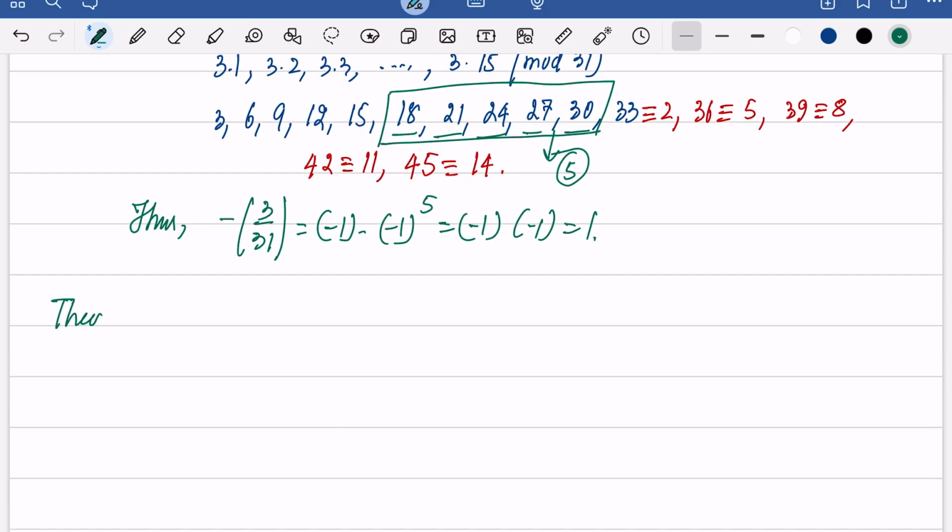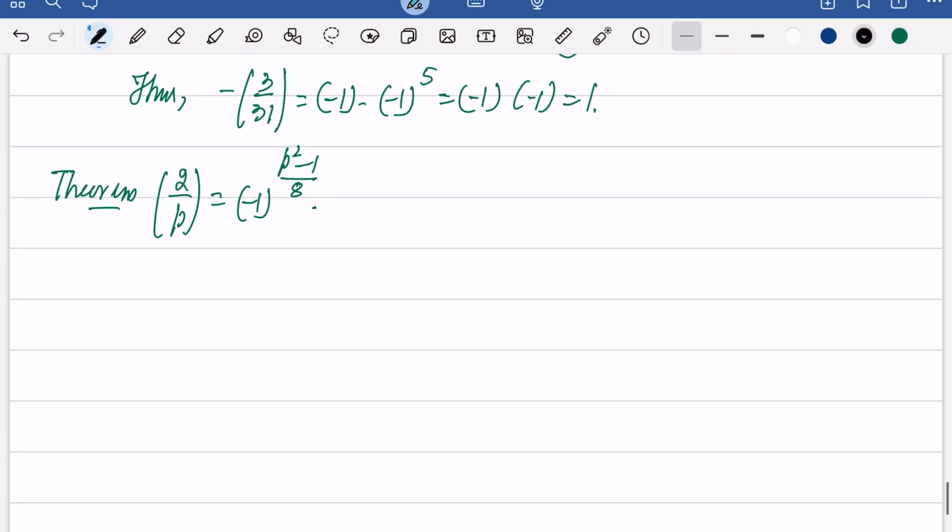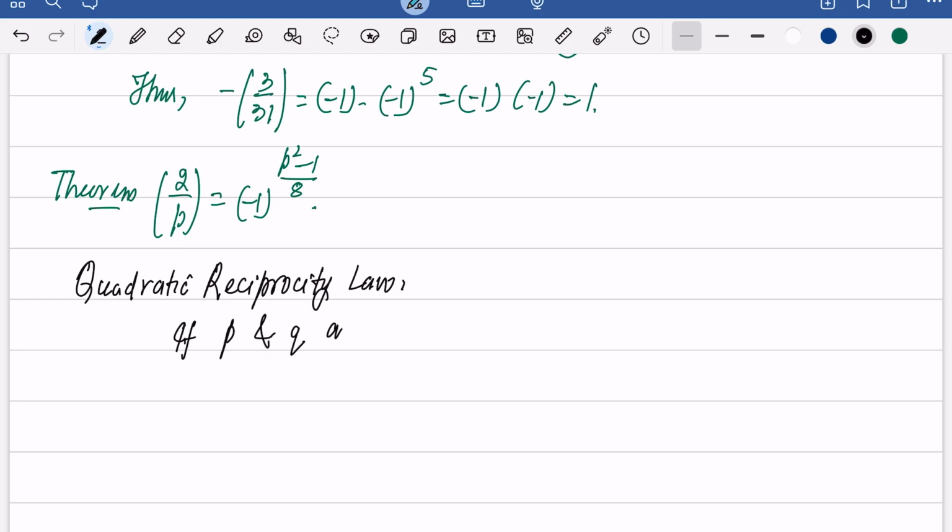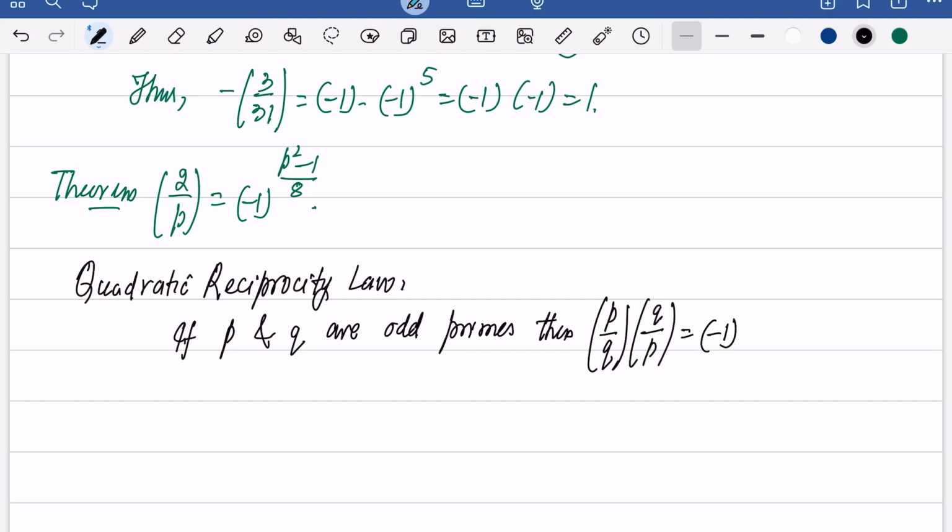Now we mention one more theorem here. If 2 is a quadratic residue of p or not, so this is 2 divided by p, the Legendre symbol, this is equal to minus 1 power (p square minus 1) divided by 8. Now let's write down the quadratic reciprocity law. This states that if p and q are odd primes, then p by q into q by p is equal to minus 1 power (p minus 1) by 2 into (q minus 1) by 2.